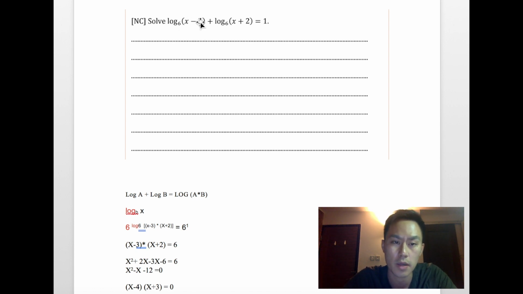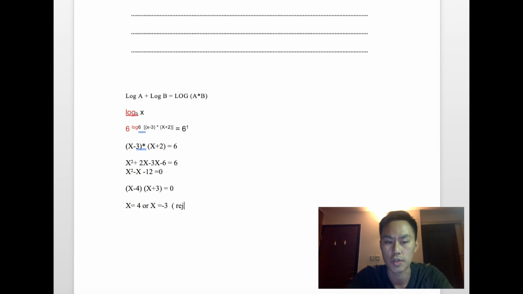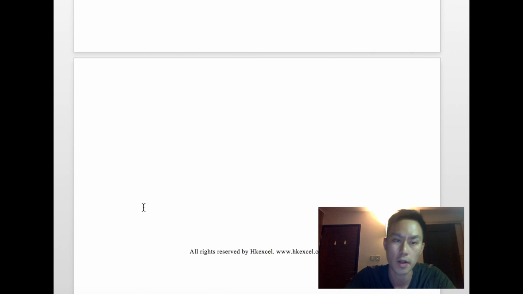If you don't believe me, you can just put log of a negative number in your calculator. You will see an error. So obviously you have to reject this answer, and the answer is 4. Okay, let's move on to the next question.